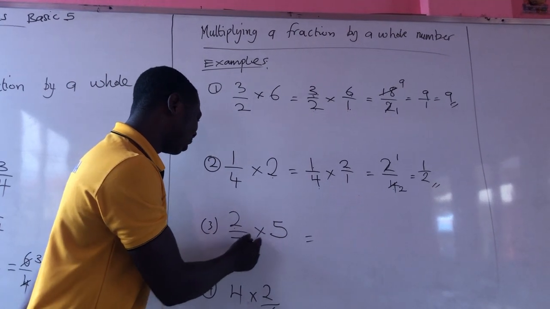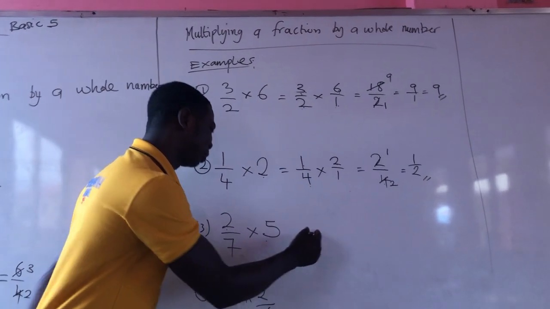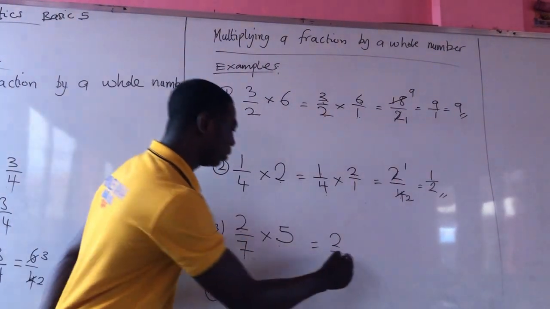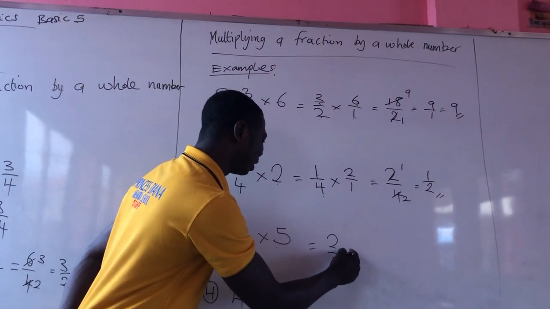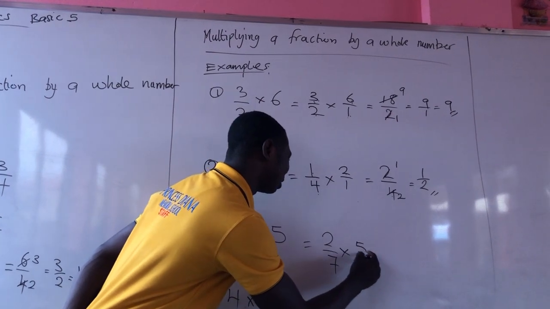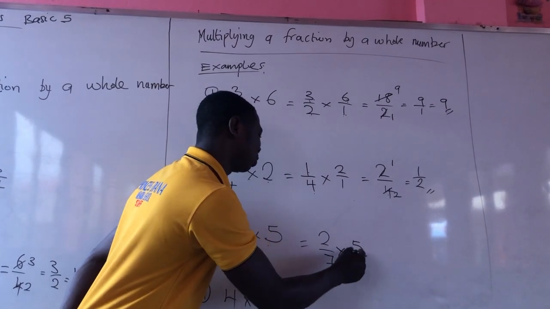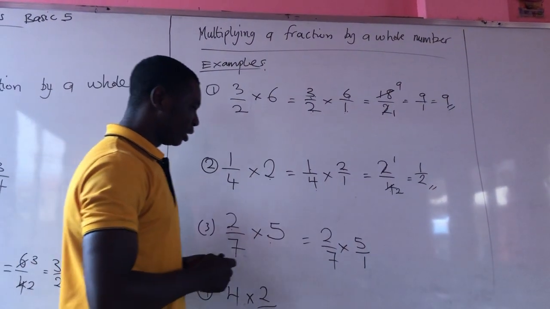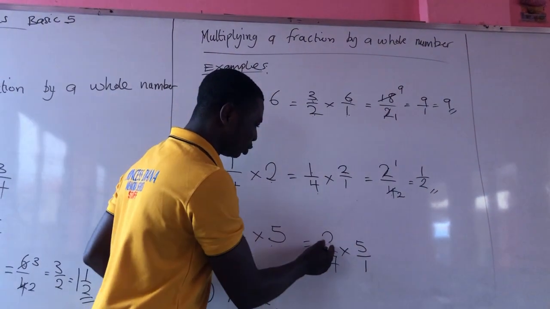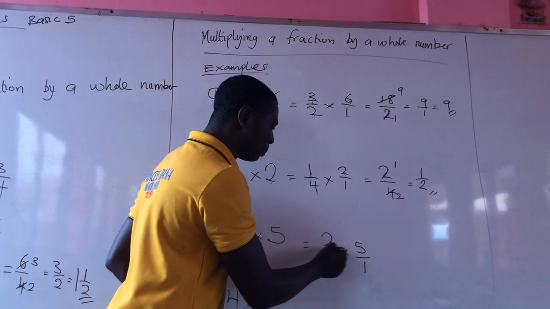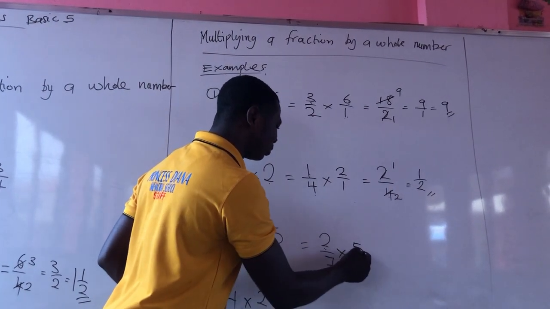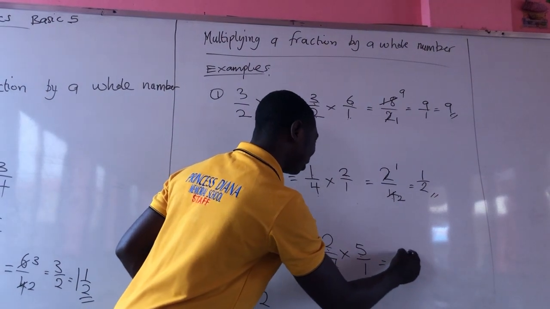2 out of 7 times the whole number, which is 5. So 2 out of 7. Then the whole number, 1 is dividing that whole number, which is 5. 1 is dividing that, so 5 out of 1. Now what should we do? We should multiply the numerator by numerator, denominator by denominator. So 2 times 5 will give us 10.